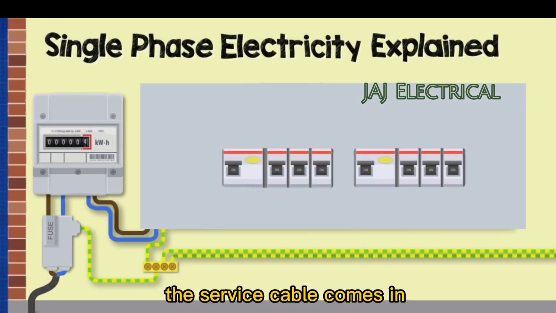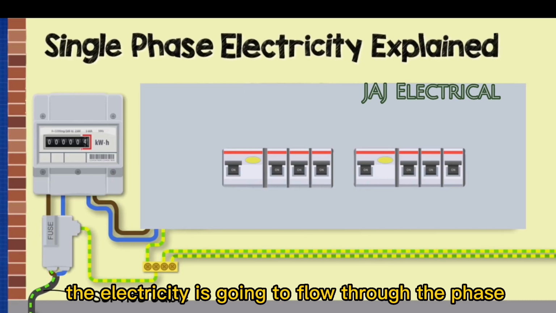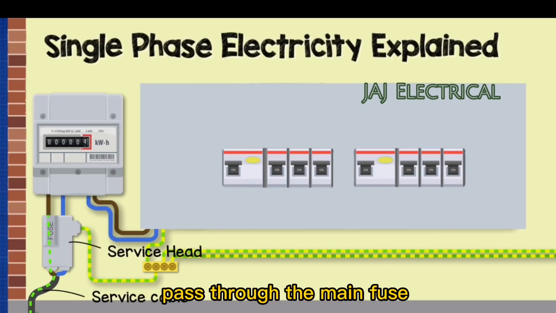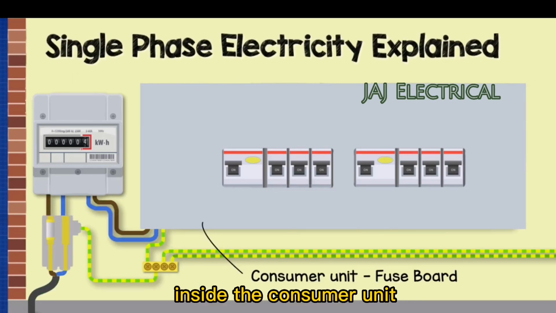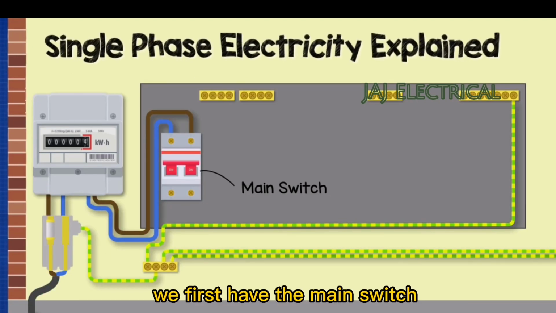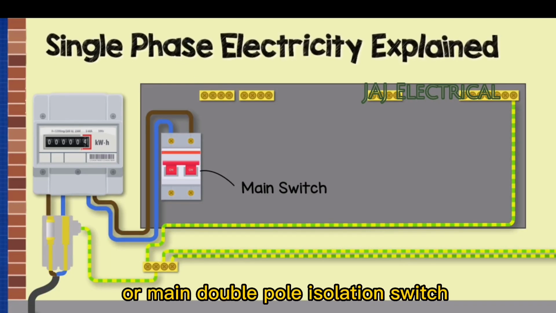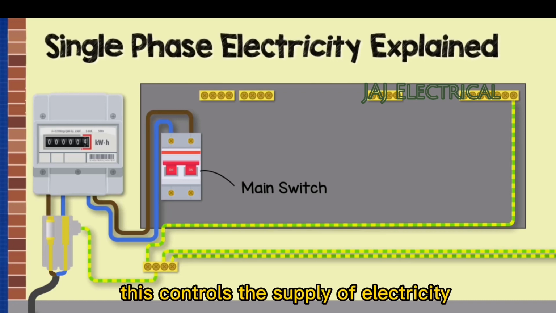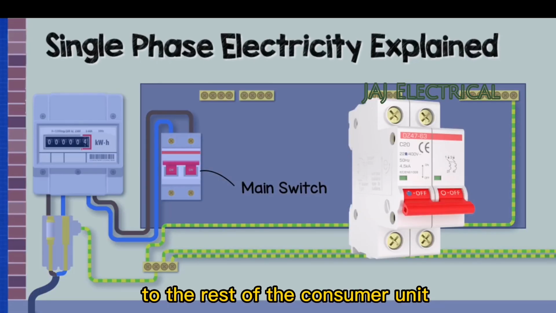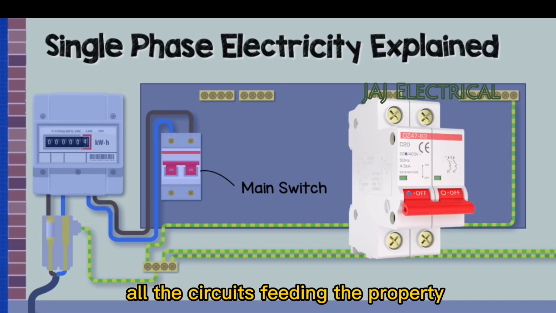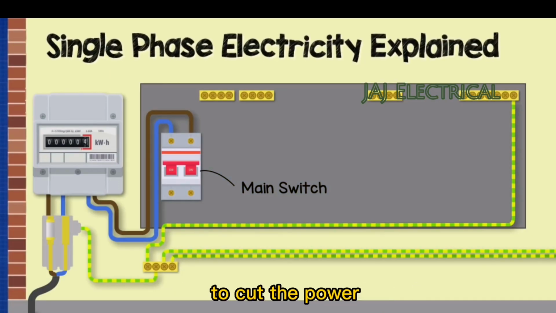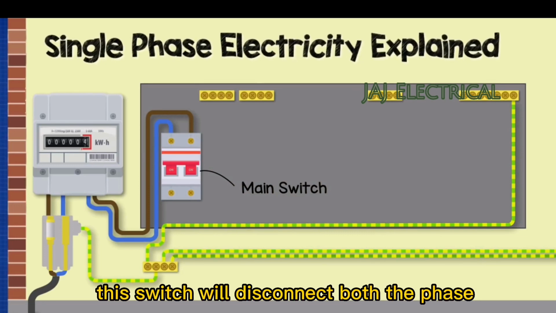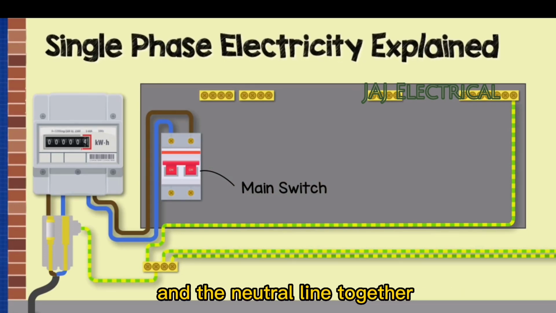The service cable comes in, and the electricity is going to flow through the phase, pass through the main fuse, then through the electricity meter and then into the consumer unit. Inside the consumer unit we first have the main switch, or main double pole isolation switch. This controls the supply of electricity to the rest of the consumer unit and therefore all the circuits feeding the property. This switch is not automatic and must be manually flipped to cut the power. This switch will disconnect both the phase and the neutral line together.